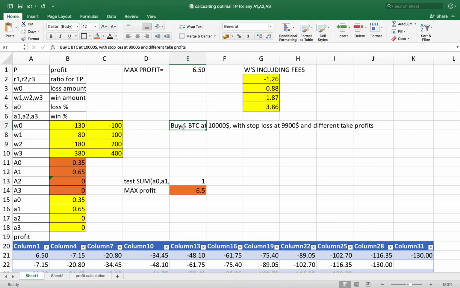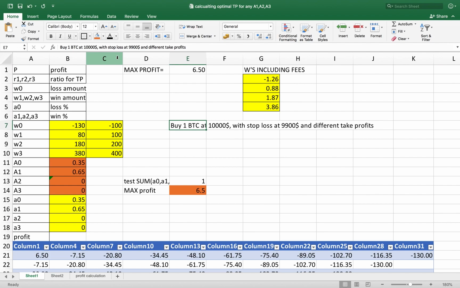So in this example, we buy one Bitcoin, and let's just assume that the price of Bitcoin is $10,000 per Bitcoin, and we put our stop loss at 9,900. So we have a stop loss of $100, right? And we want to make a profit, and so we take our profit at 10,100. So we risk 100 and we take a profit when we reach 100.